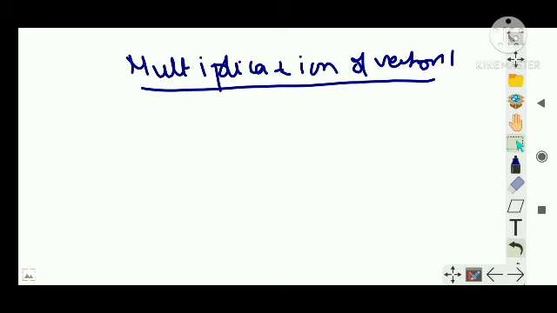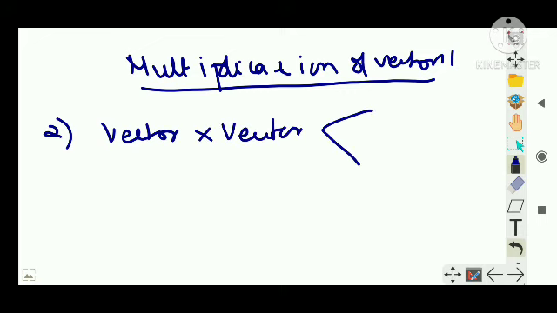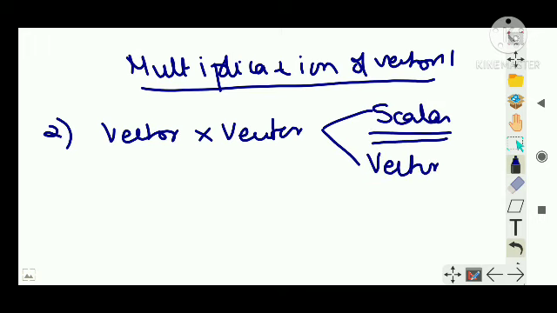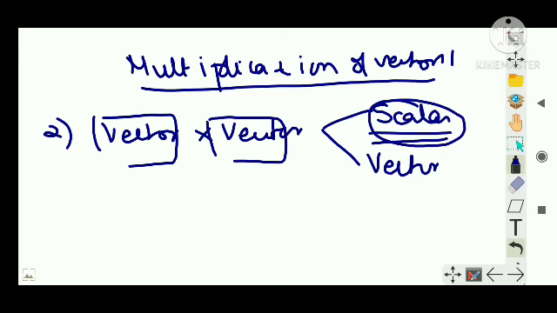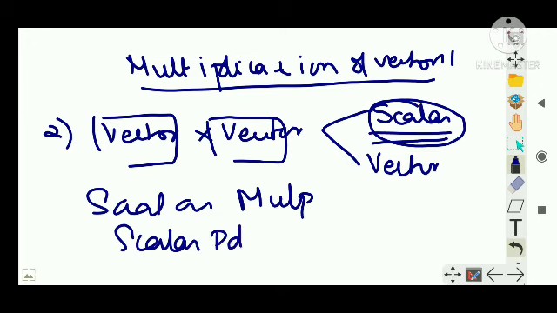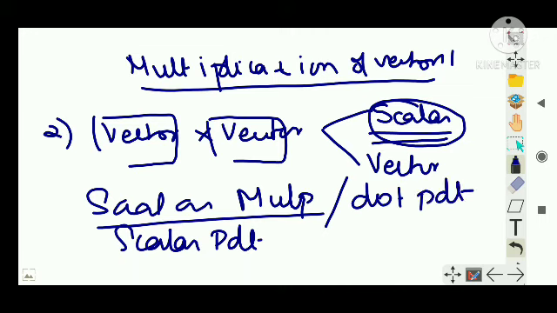Now, what happens if I multiply a vector with a vector? Two results can come. The result can be either a scalar or a vector itself. When you multiply a vector with a vector and you get a scalar, that type of multiplication is known as scalar multiplication, and the product is called the scalar product. Scalar multiplication is also known as the dot product. I have taken it a little bit, guys. I hope you remember.